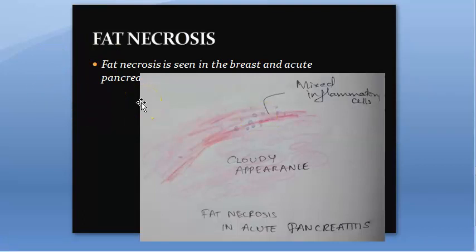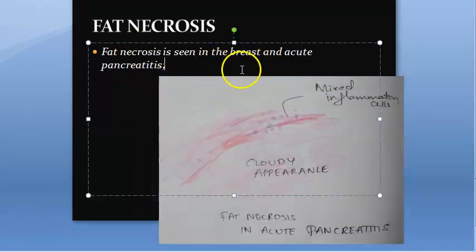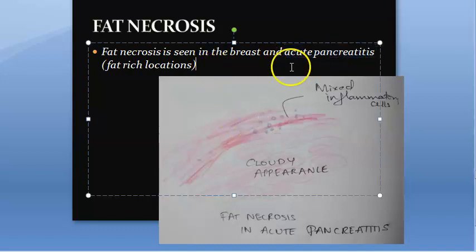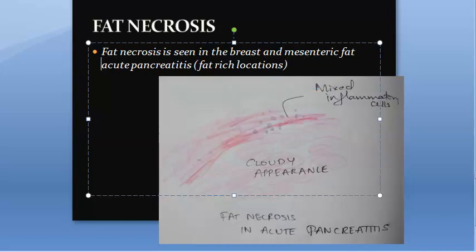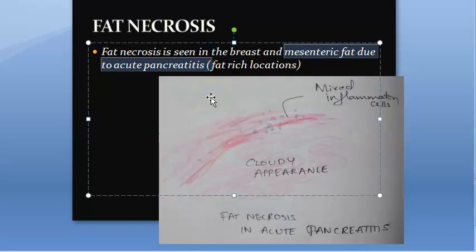This is a special form of cell death occurring at fat-rich anatomic locations. So you can see it in breast, pancreas, etc. Fat-rich locations. Is the pancreas rich in fat? Mesenteric fat necrosis due to acute pancreatitis. This is not in pancreas, but it is seen in mesenteric fat due to acute pancreatitis.